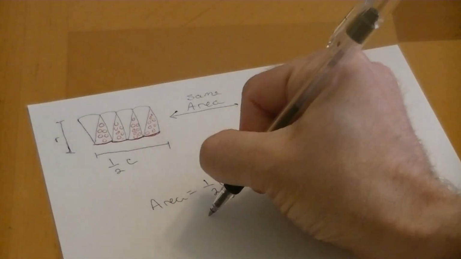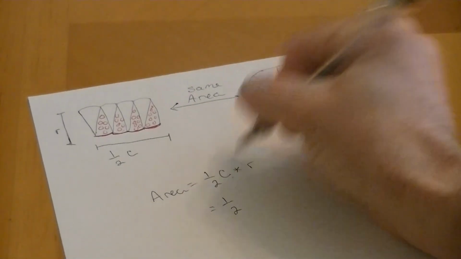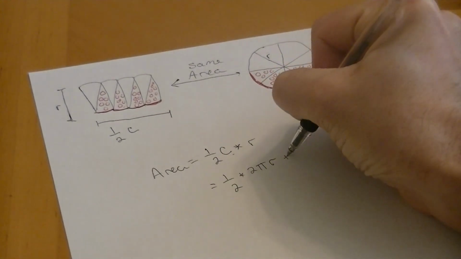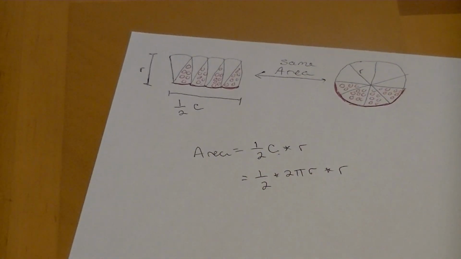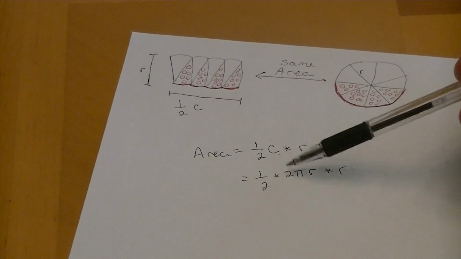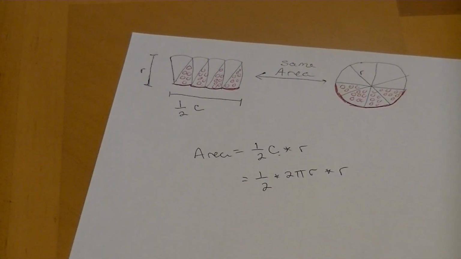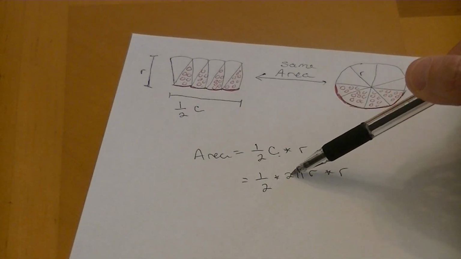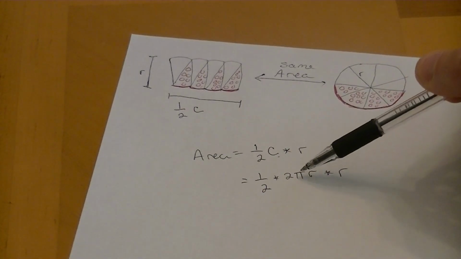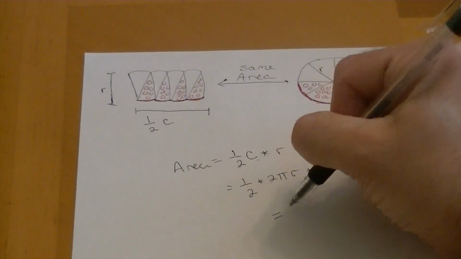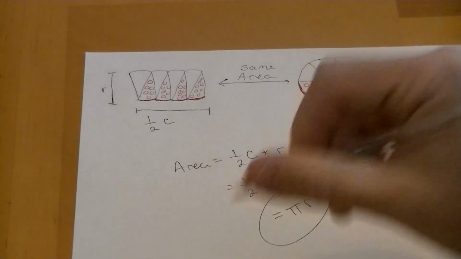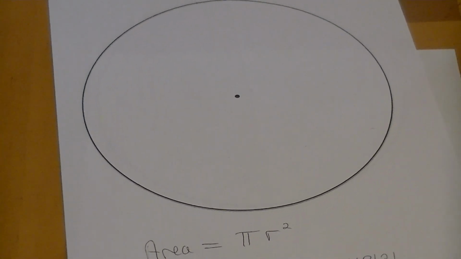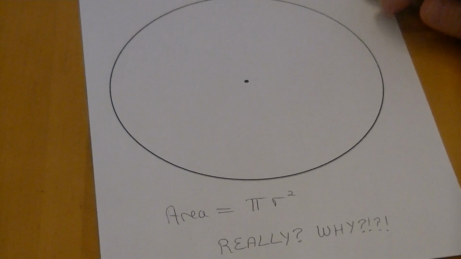And we know from previous videos, the formula for circumference is 2 pi r. So if you see what I did there, I just replaced the C with what we know it is, 2 pi r. And hopefully you can see where this is going now. Half times 2 is 1. 1 times pi is pi. Pi times r is pi r squared. There it is. Answer is yes, really is pi r squared.